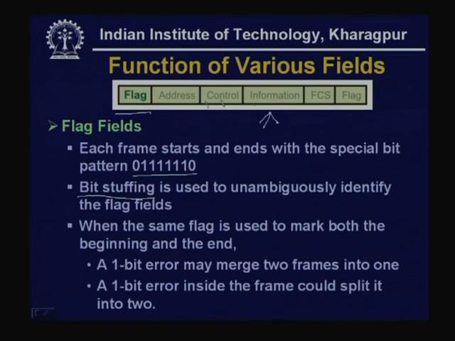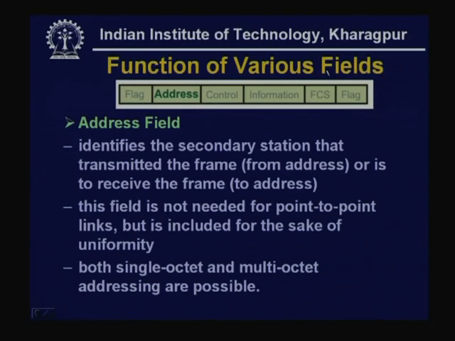And as you can see here, we are using the same flag to mark both the beginning and end. In this case there are 2 situations. A 1 bit error may merge 2 frames into one, and a 1 bit error inside the frame could split it into two. This can happen. However, when no error occurs, there is no problem, it continues, and you are using the frame check sequence for detecting errors. Now, let us consider the address field.